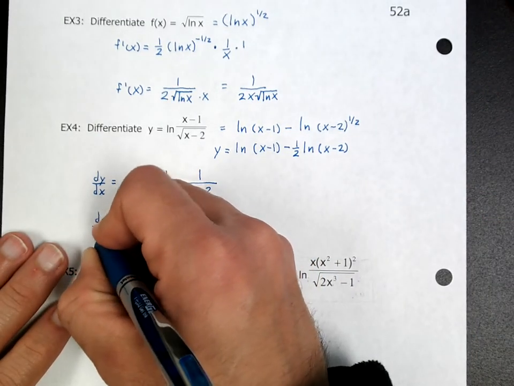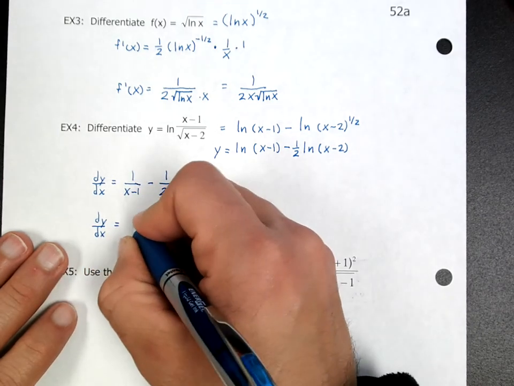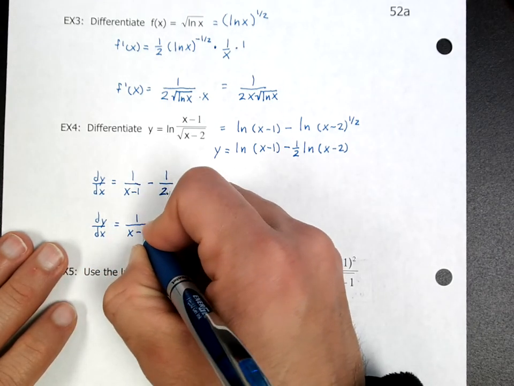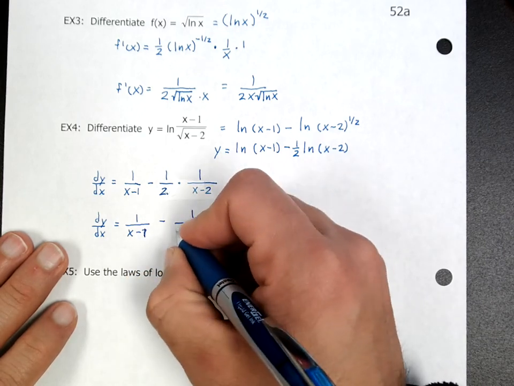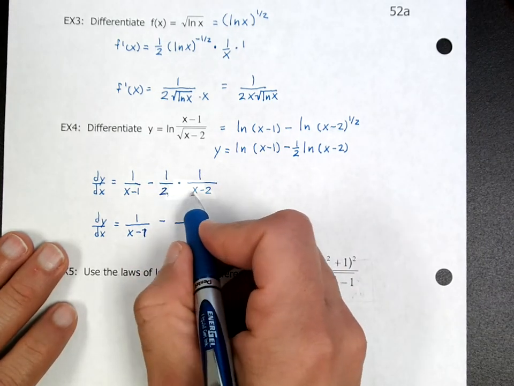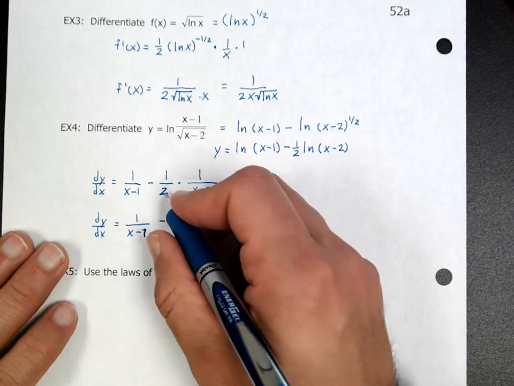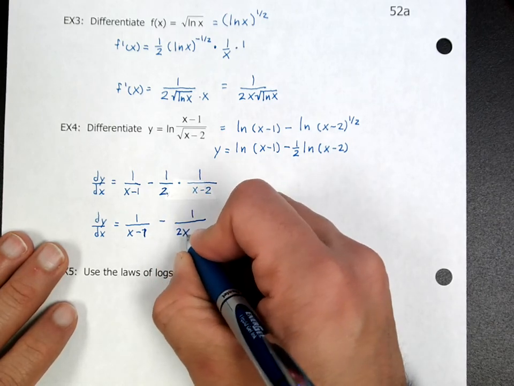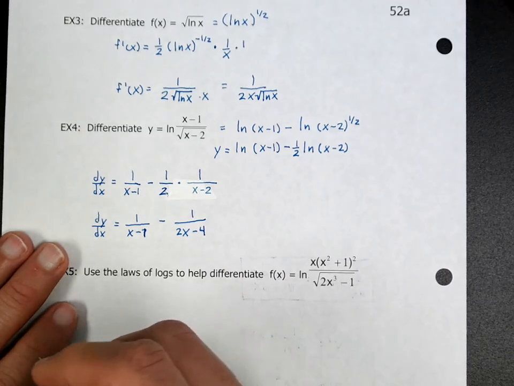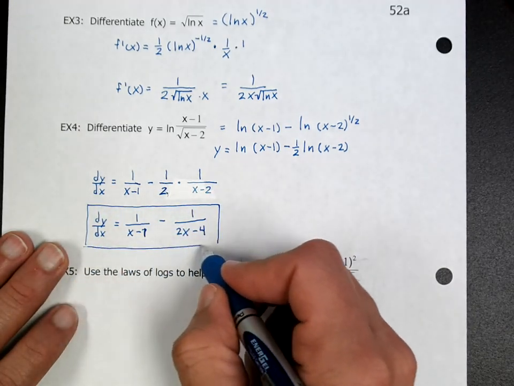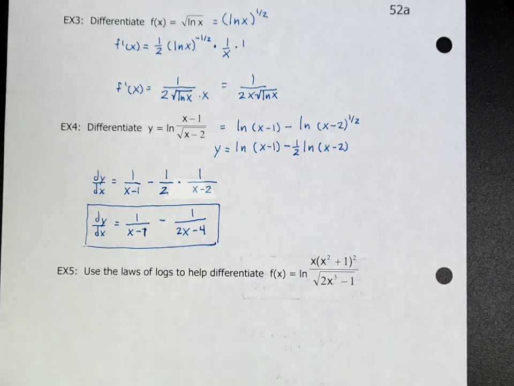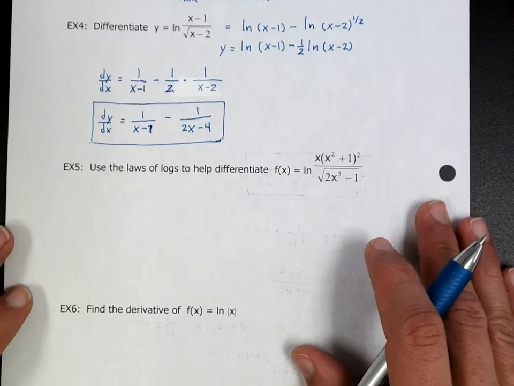If I simplify this, then I would have 1 over x minus 1 minus 1 over... now this 2, I can multiply that x and that 2 with this 2. So this would be 2x minus 4. And I'm just going to leave it at that. So that's my answer. I guess potentially they could look for the common denominator, but let's not do that. We'll just leave that for another time.